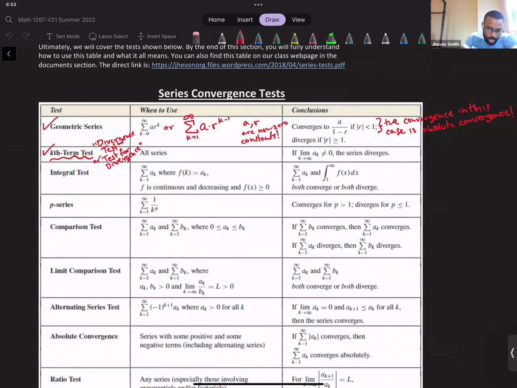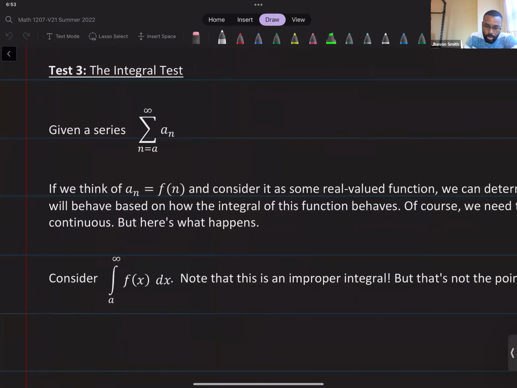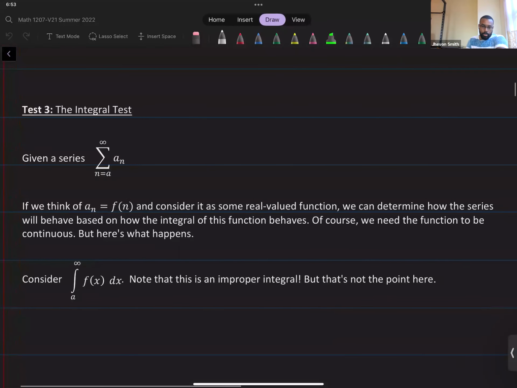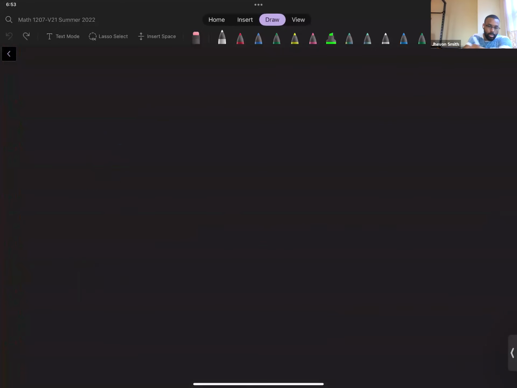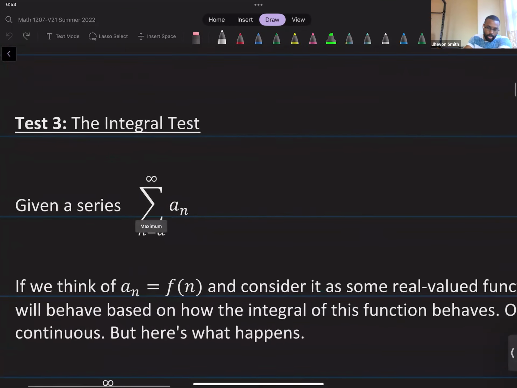Yeah, integral test, third test in the table. We're doing this guy. So now suppose you have a series a_n. Notice that it can start from anything. So generally it's going to start from some positive number, either 0 or some positive number.